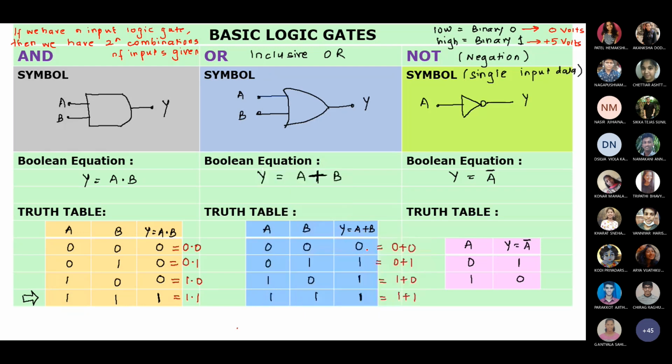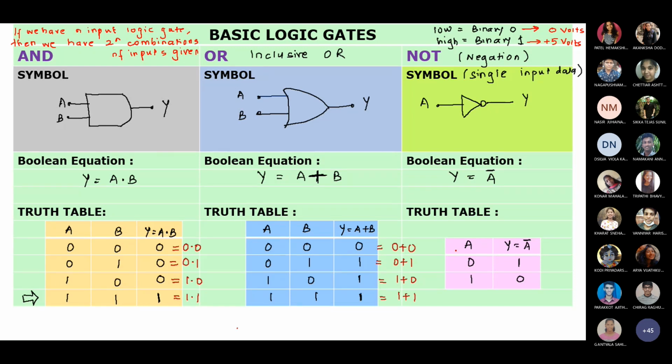So the OR gate definition is that the OR gate will give you high output when any one of the inputs is high. That is the reason that 0 plus 1 is 1, 1 plus 0 is 1 and 1 plus 1 is also 1. And 0 plus 0 is 0 because none of the inputs is high over here. So that is your OR gate.